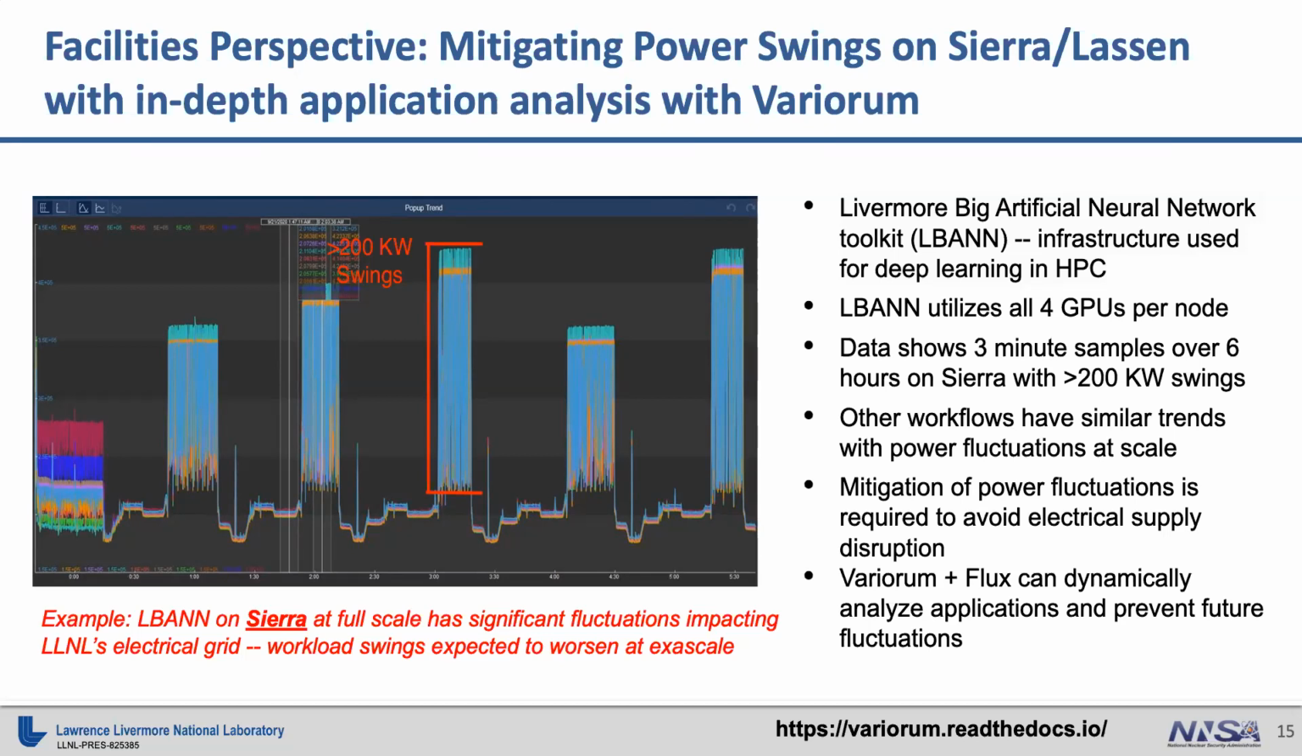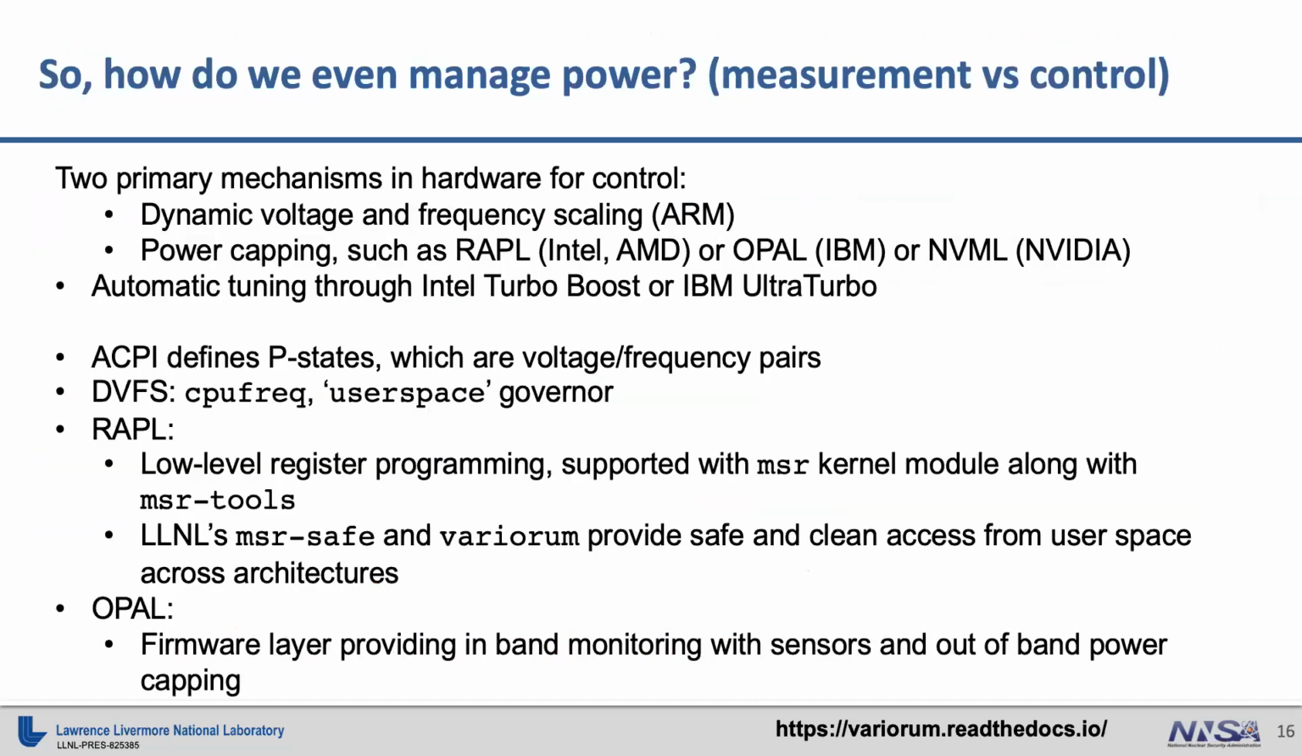So all of these aspects require power management at the node level, enabled through schedulers and runtimes, but more importantly, having the component level mechanisms to do so, which is what Variorum does. So let's dive into how different architectures even manage power. We'll look at measurement and control. There are 2 primary mechanisms.